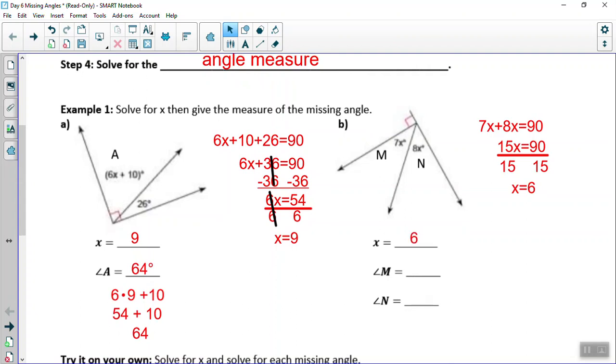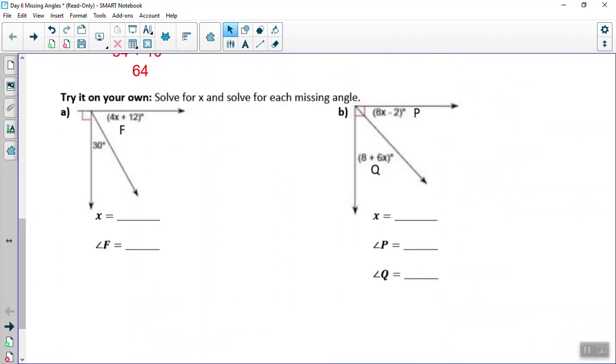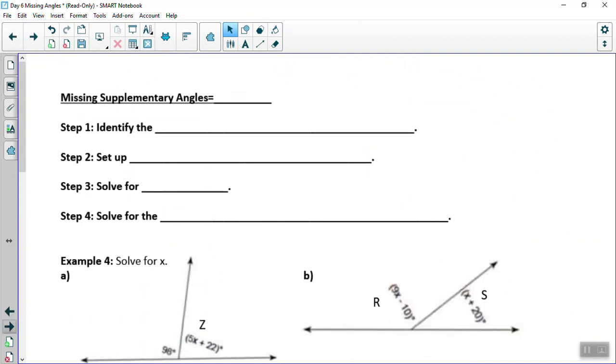Alright, so now to find the measure of angle M, okay, that's just 7 times x. So 7 times 6 is 42, so the measure of angle M is 42 degrees. The measure of angle N is going to be 8 times 6, so the measure of angle N is 48 degrees. All right, these are going to be some problems for you to try on your own, but first let's take a look at the next example.